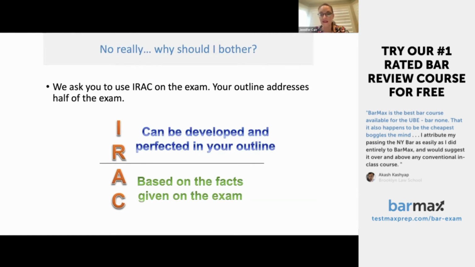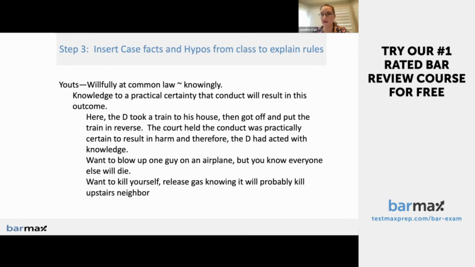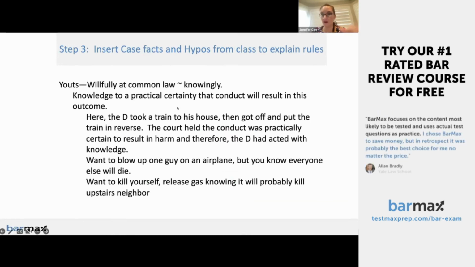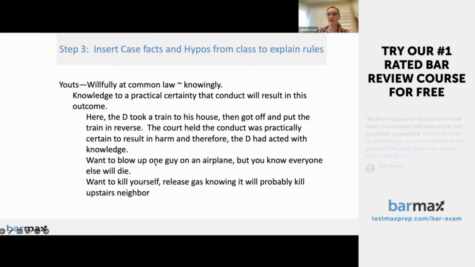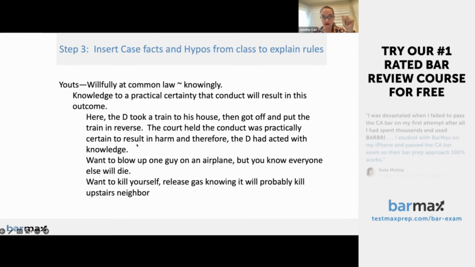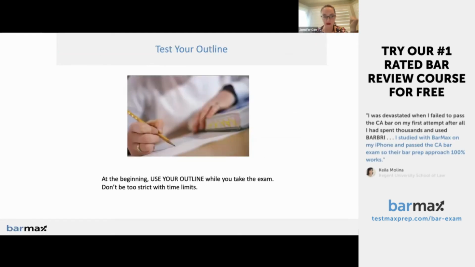Because remember, ideally what we've got here is the beginning part of your IRAC, right? It's actually showing you, here's the issue. The issue is that willfully being blind can equal the same thing as knowingly. And here's the rule. And here are some facts that look similar. And I'm able to discuss that cogently because it's well integrated into my outline.